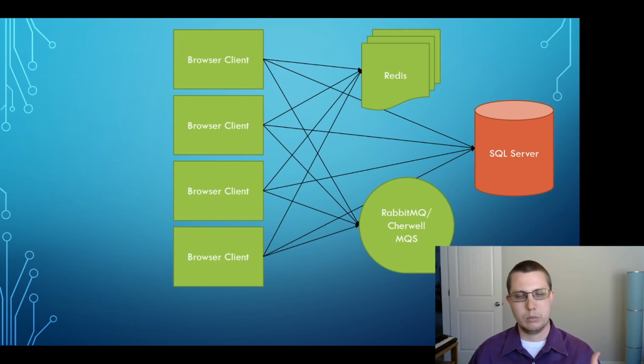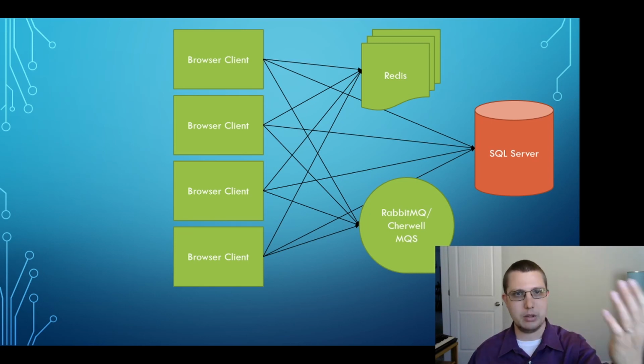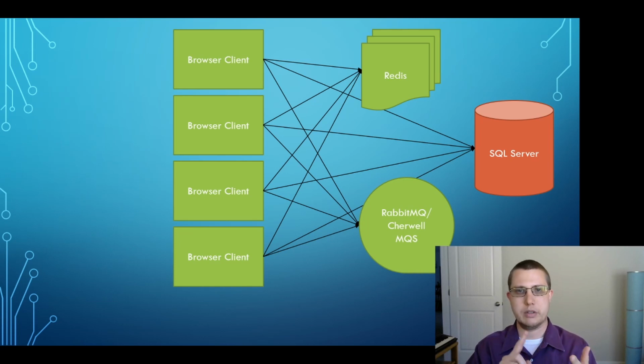So we'll talk about an architecture that's something like this. Basically, we'll have four front ends, all talking to, and this is very important, they all need to be talking to the same Redis, the same SQL Server, and the same RabbitMQ or Cherwell MQS, as the arrows indicate. So each machine has 3 arrows, one pointing to each of those 3 backend services in the data layer.